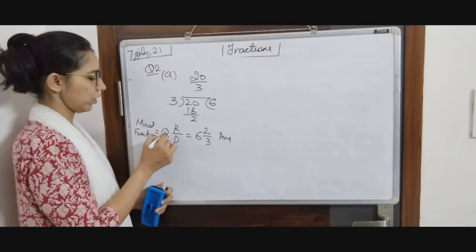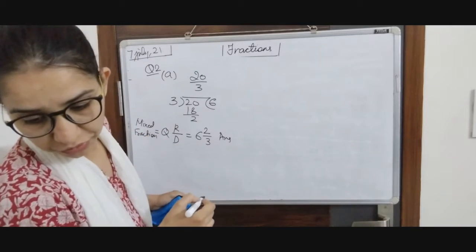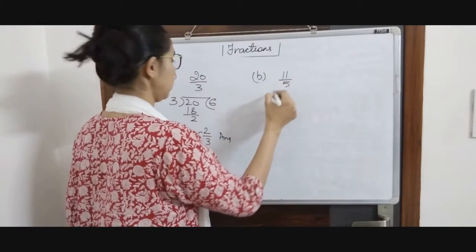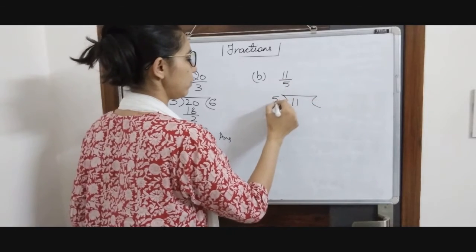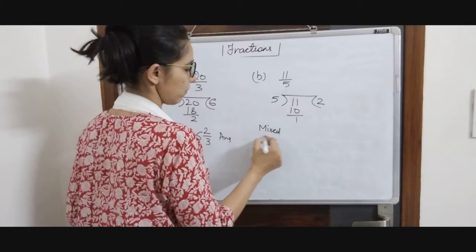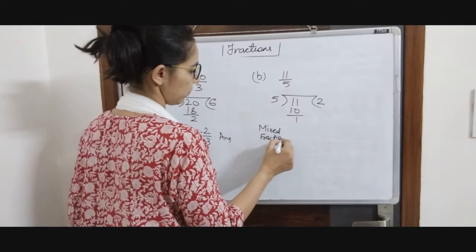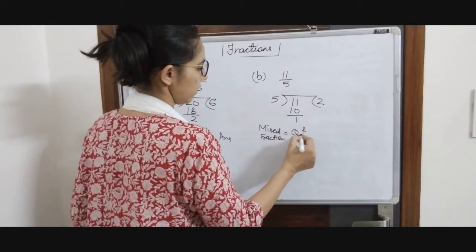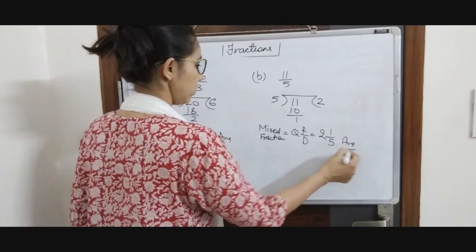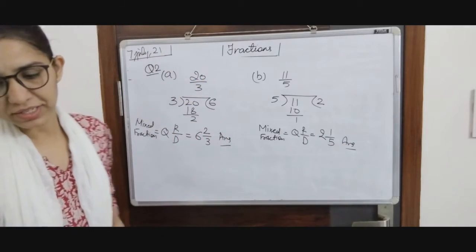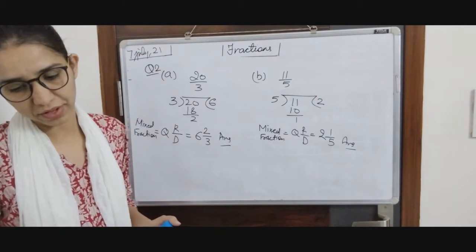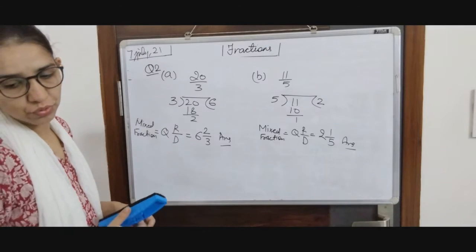That is Q R by D. Similarly, we have, suppose, B part is 11 by 5. We can divide 11 by 5. It will be 5 twos are 10, 1 as remainder. So your mixed fraction is going to be Q R by D. Your Q is 2, R is 1 and D is 5. So this is going to be your answer. Similarly, C part is 17 by 7, then 28 by 5, 19 by 6 and 35 by 9. We can do them all.